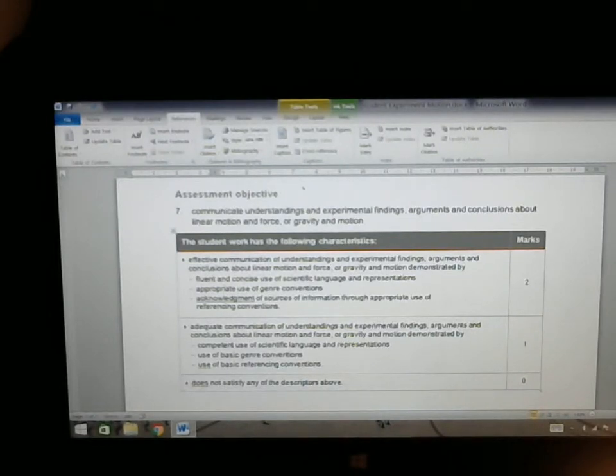Appropriate use of genre conventions: you write it like a report. You use a nice title page, you use headings, you put your name in the right place, you put your teacher's name, you put the due date, all those little things, just to make it look nice and neat and formal. And finally, acknowledgement of sources of information through appropriate use of referencing conventions.